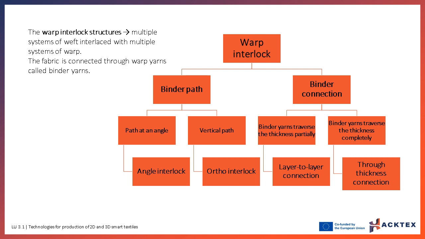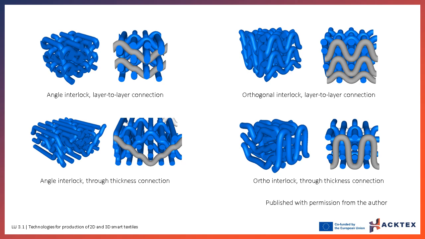The warp interlock structures are characterized by multiple systems of weft that are interlaced with multiple systems of warp. The fabric is connected through warp yarns called binder yarns, that traverse partially or completely the thickness of the fabric. If the binder yarns are placed at an angle in their path through the layers of yarns, the fabric has an angle interlock, while if the path is through the entire thickness of the fabric, then it is called orthogonal interlock. These 3D simulations present some examples of warp interlock fabrics.